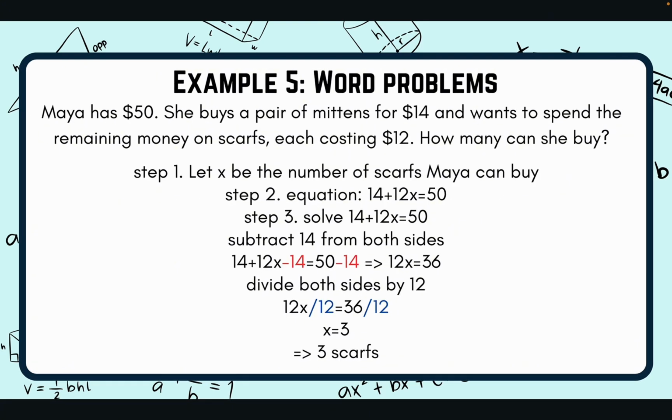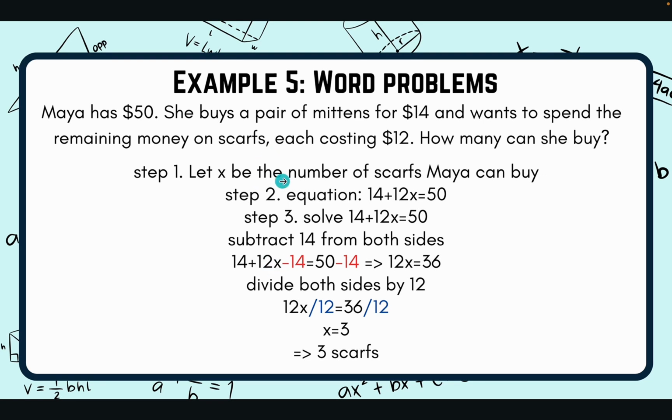Example 5. Maya has $50. She buys a pair of mittens for $14 and wants to spend the remaining money on scarves, each costing $12. How many can she buy? So this question is asking for how many scarves Maya can buy with the remaining money. Step 1. So you again have to set a variable. Let x be the number of scarves Maya can buy with the remaining money.